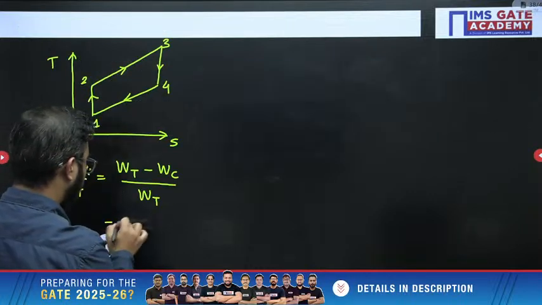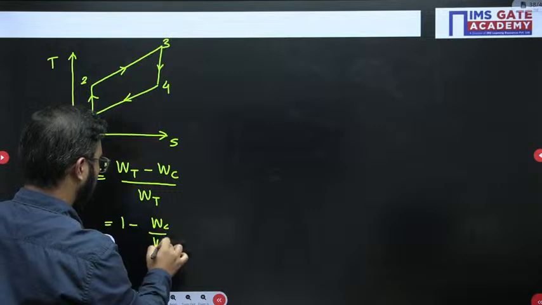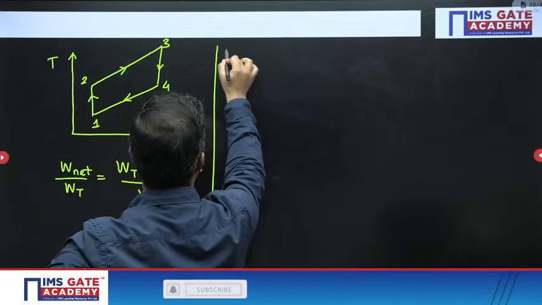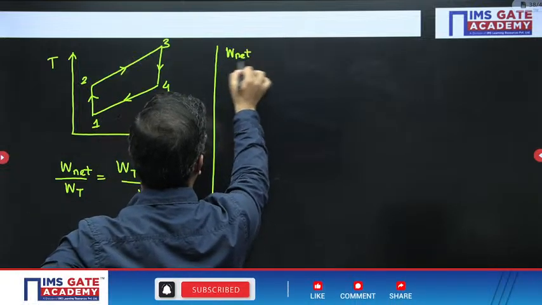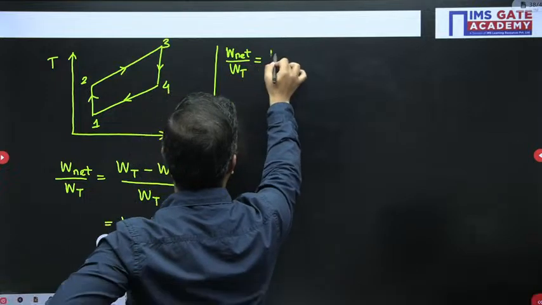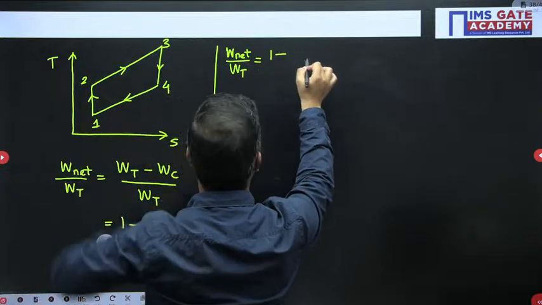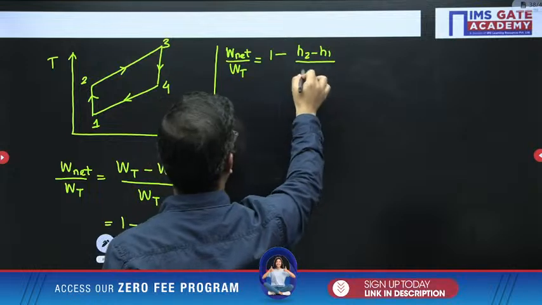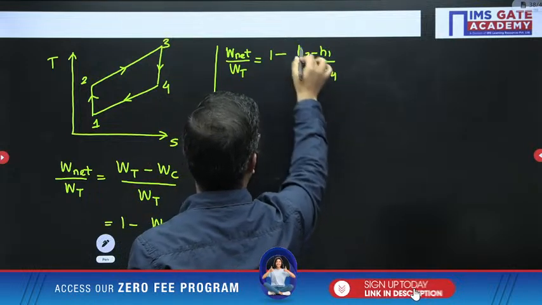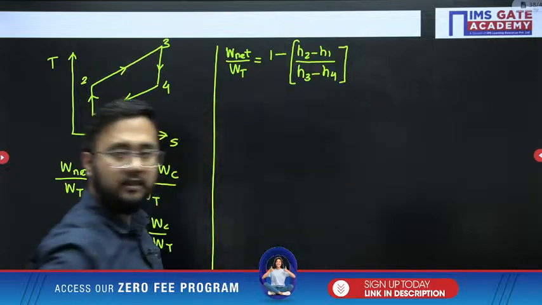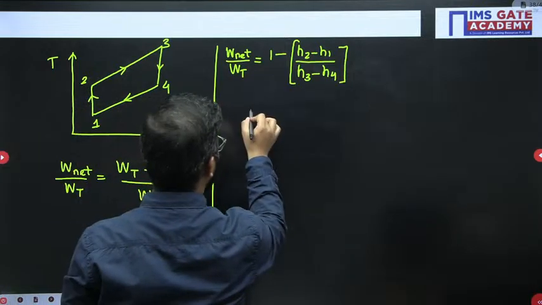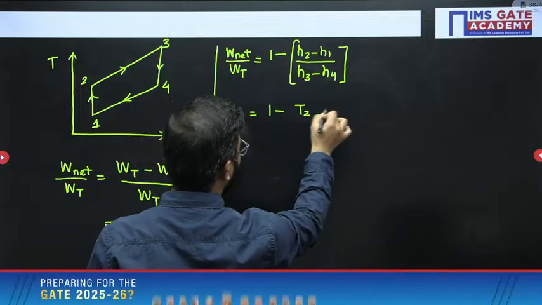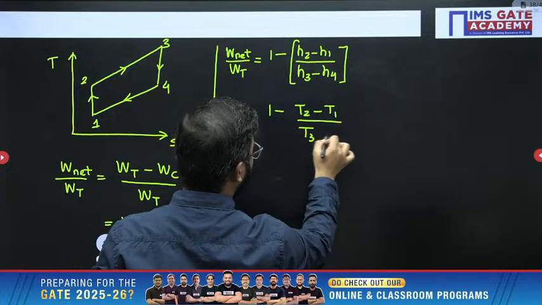Which will be nothing but 1 minus compression work by turbine work, which will be written like this. One minus compression work. So compression is from 1 to 2. So H2 minus H1 divided by turbine work, H3 minus H4. Right? So obviously Cp delta T would be there. How will we write? 1 minus T2 minus T1 by T3 minus T4.